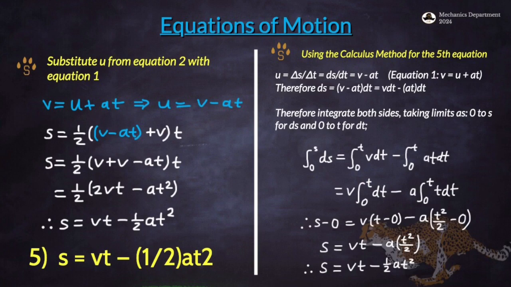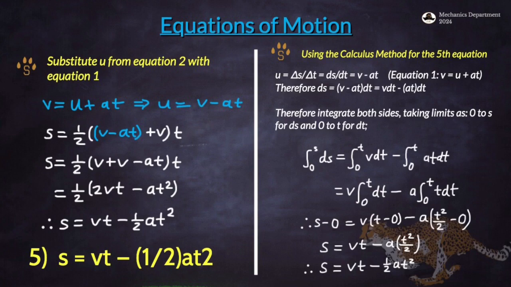Okay, now on the final equation. I think the algebra part is very easy. You're now just saying u is equal to v minus at, because you just rearranged the first equation, and then you substitute it into the second equation. That time we got, I think it's the third equation, s is equal to ut plus half at squared. Now it's vt minus half at squared.